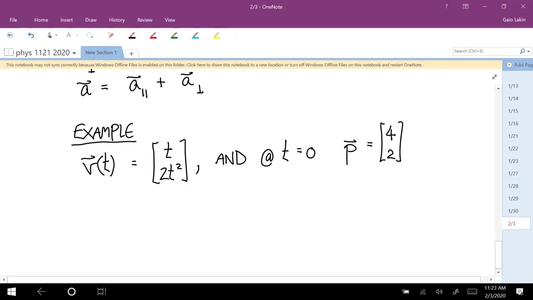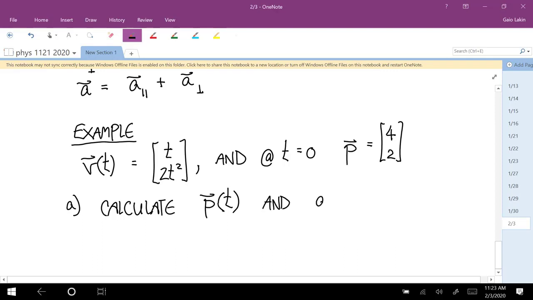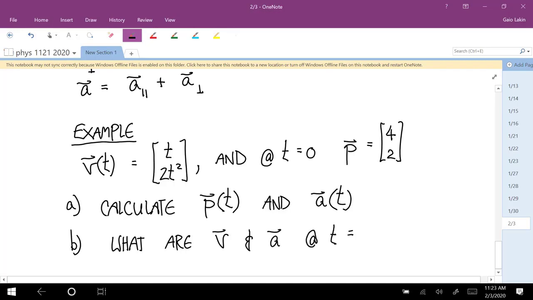And here's what we want to do. So first we want to calculate the position as a function of time and the acceleration as a function of time. And then second, we want to calculate the velocity vector and acceleration vector at time equals 1 second.